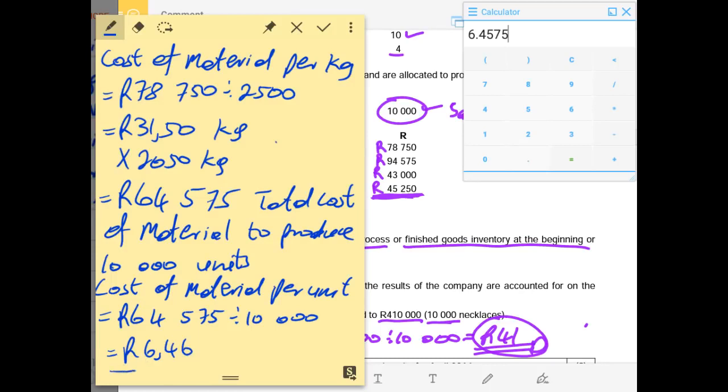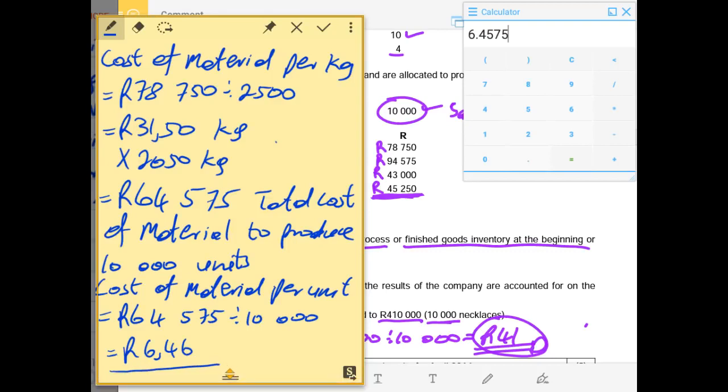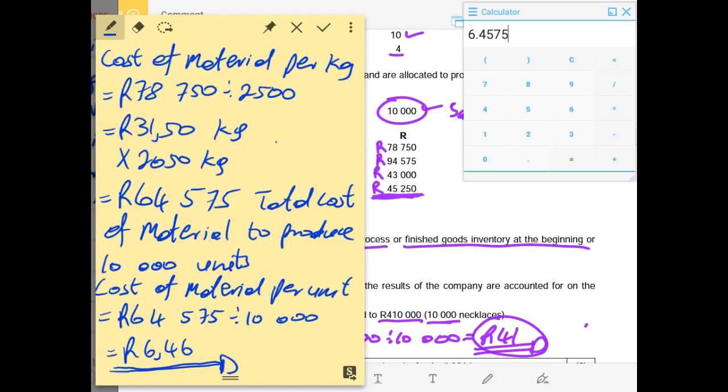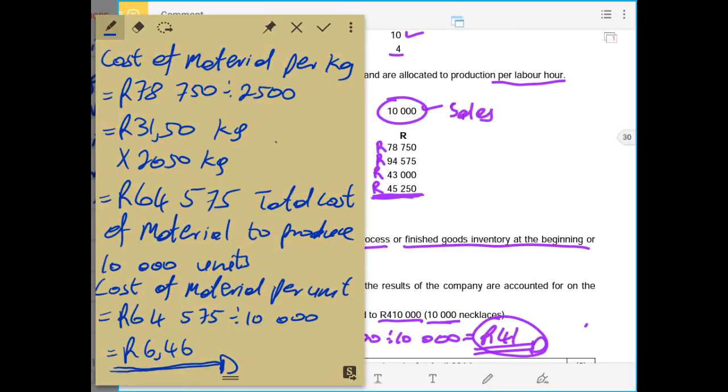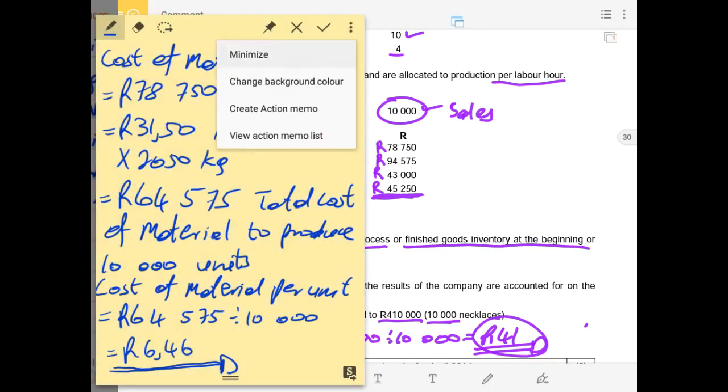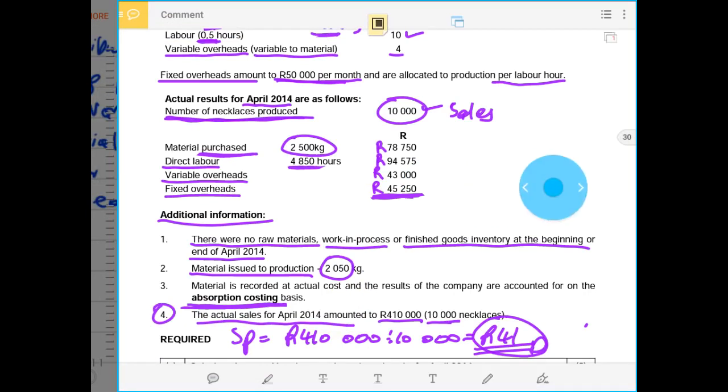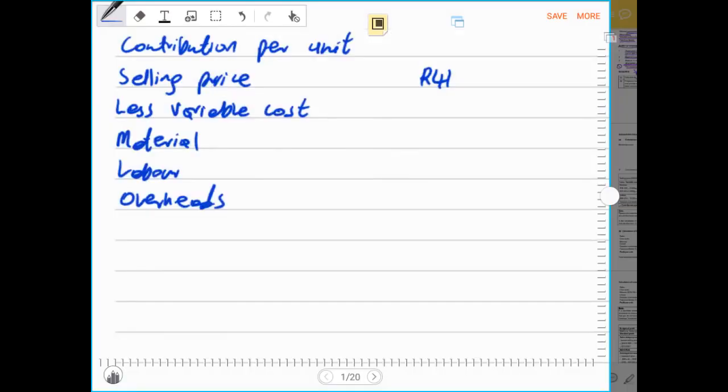Please be mindful of this type of question, where the purchase is not the same as the issue in production. It is a bit tricky. You must take into account only the kgs that were used to manufacture the units. So the cost of material will be R6.46. When it comes to material, we'll have R6.46.